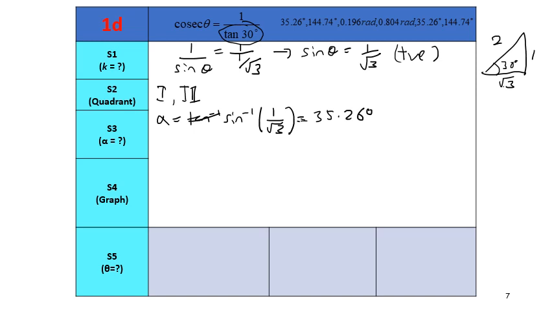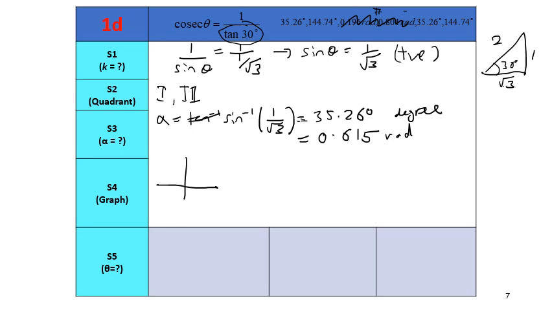So this one is in degree. If you change the mode to radian, you will get 0.615 radian. So the answer given above here is incorrect because they still multiply with pi, which I think is not suitable in this case since it's already in decimal. So just 0.615 radian for the basic angle in radian.